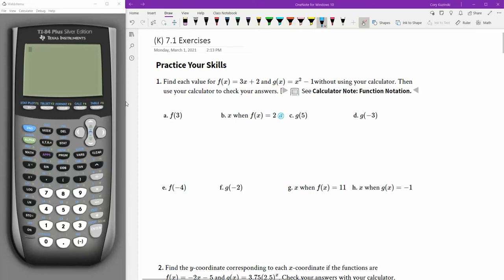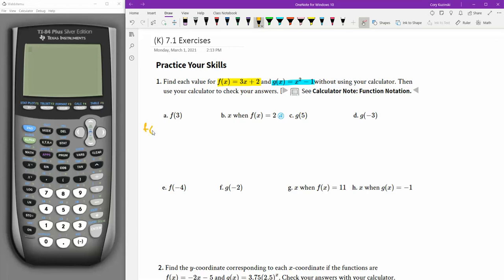We'll try and attack this from graphical math, mental math, calculators. We'll try and do this a few different ways. Find each value for f of x equals 3x plus 2 and g of x equals x squared minus 1 without using your calculator. Then use your calculator to check your answer. And there's several ways we could use our calculator to check our answer. But all right, here we go.